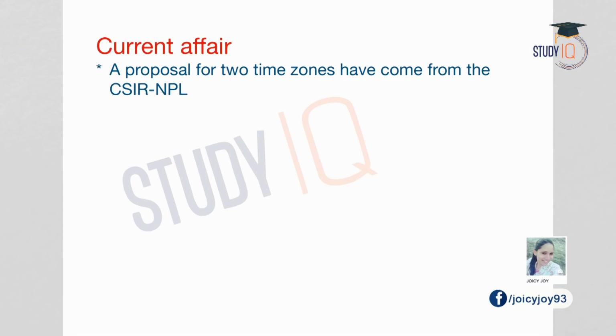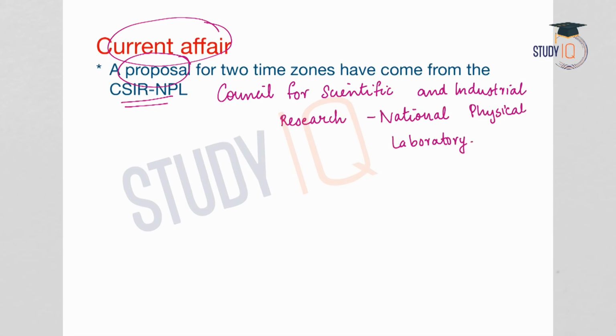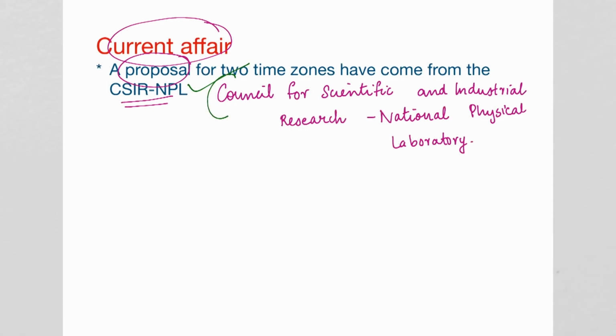Let us start. First of all, let us analyze what is the current affair. Recently, a proposal has come from CSIR-NPL, that is Council for Scientific and Industrial Research, National Physical Laboratory, to create 2 time zones for India. This proposal has been coming for several years now, but recently the CSIR-NPL has officially made this proposal to create 2 time zones for India. Let us analyze this issue in detail in this lecture.